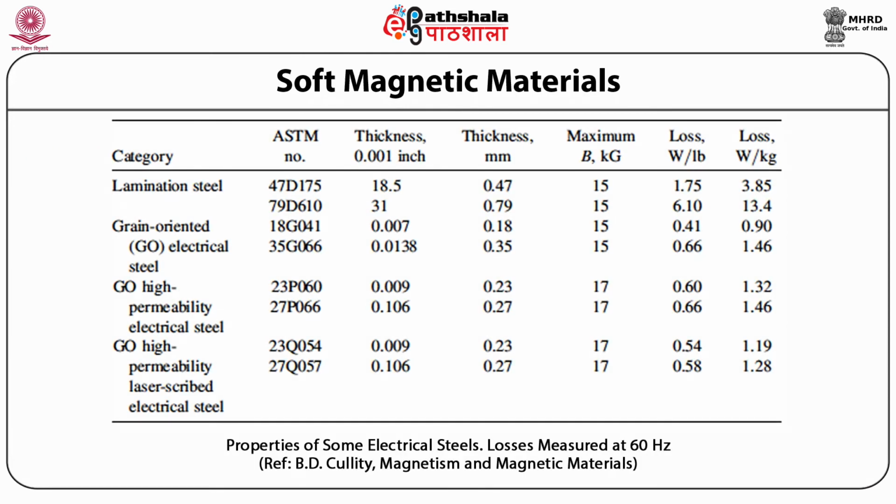The table shows a few examples of soft magnetic materials, categorized as lamination steel, grain-oriented electrical steel, grain-oriented high permeability electrical steel, and grain-oriented high permeability laser scribed electrical steel. All the parameters like ASTM number, the thickness in mm, the maximum magnetic field, and the losses in units of weight per lb and weight per kg have been tabulated.